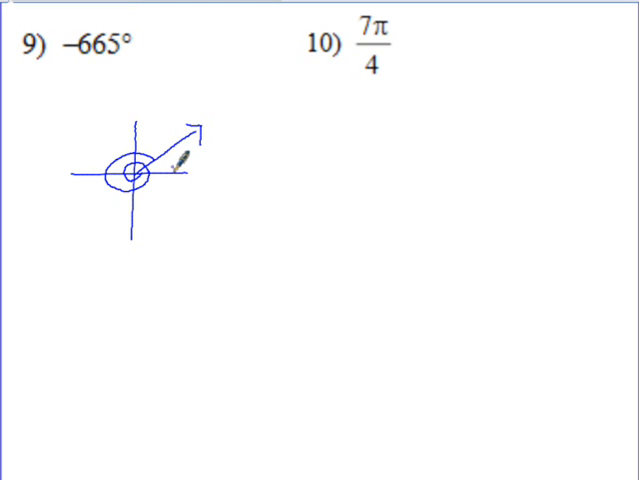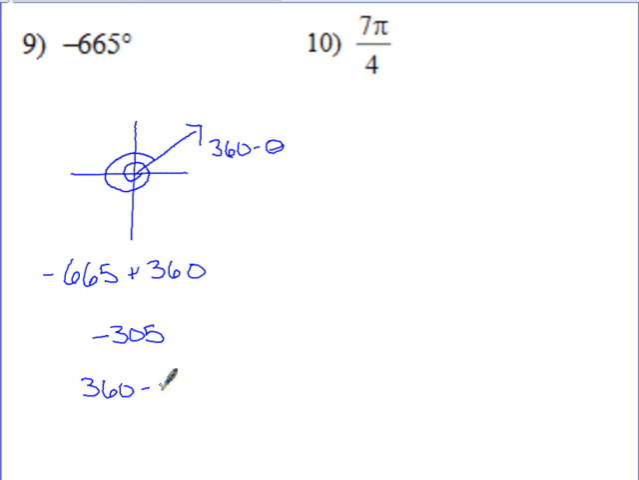So I know it's in quadrant 1, so I have negative 665, and I'm going to use the rules for quadrant 1, but first I need to make it less than 360. So I'm going to add a circle, and that will give me negative 305. Then for a negative angle in quadrant 1, the rule would be 360 minus theta. Again, I'm going to take the absolute value, so 360 minus 305 would give me 55 degrees as my reference angle.